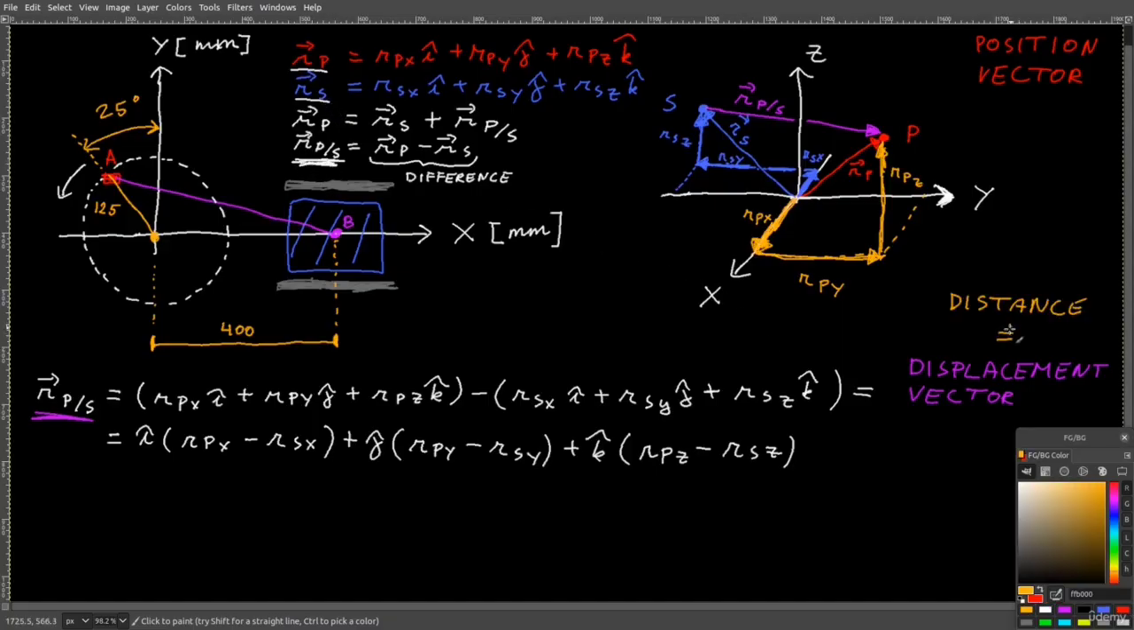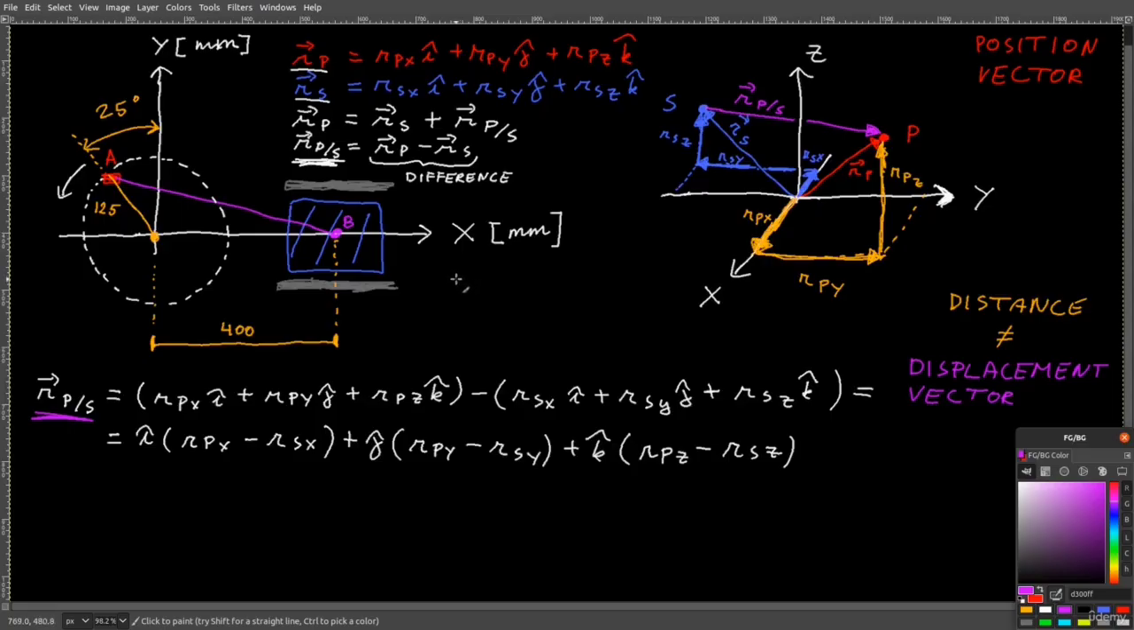It's different from distance though. Distance is a scalar quantity. It just tells you how long something is. It has no direction. But displacement is a vector. It has a direction. In our case, its direction is from point S to point P.